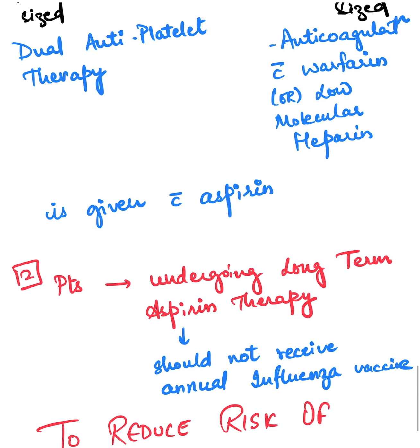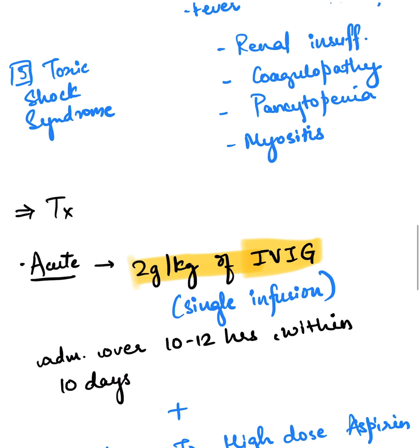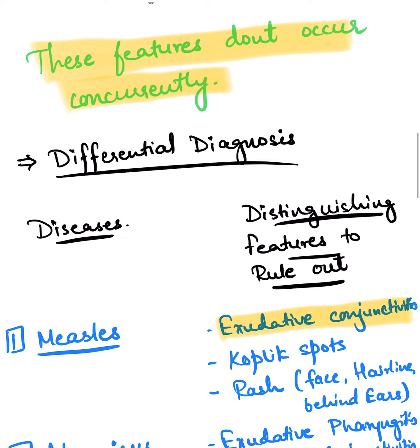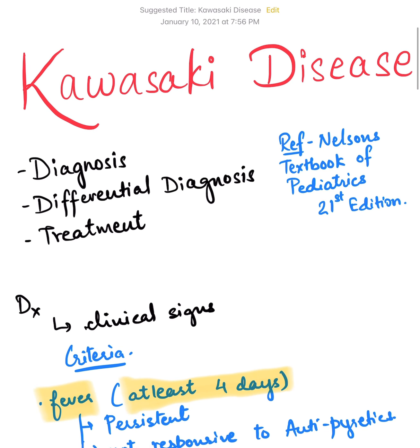So this was about the important points. I have discussed the treatment, the differential diagnosis, and the diagnostic criteria of Kawasaki disease.